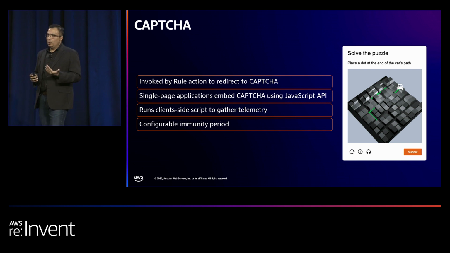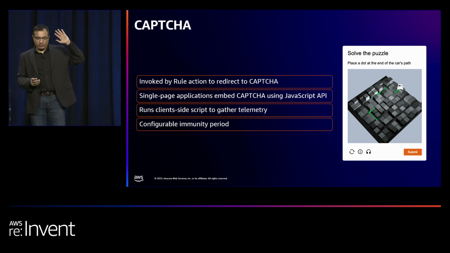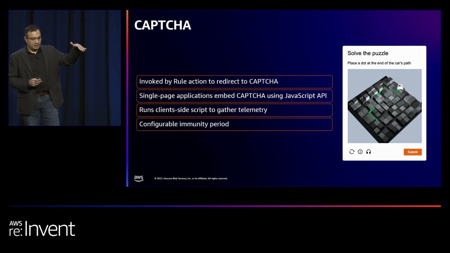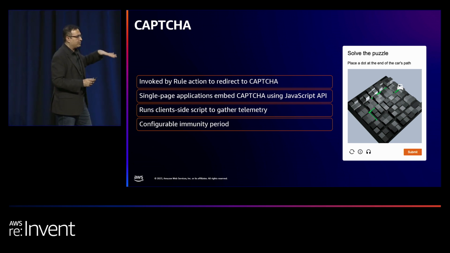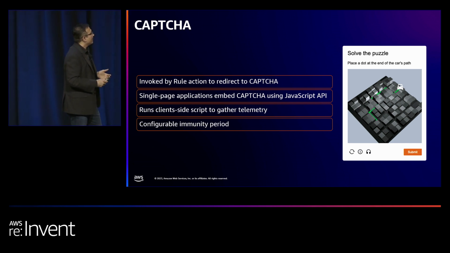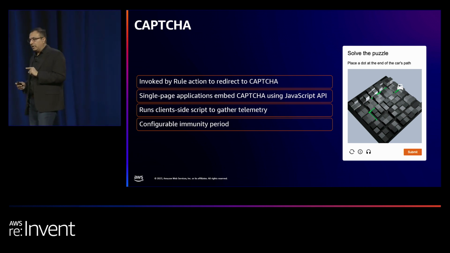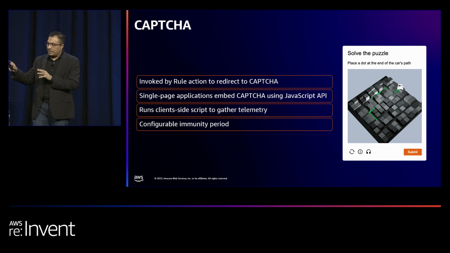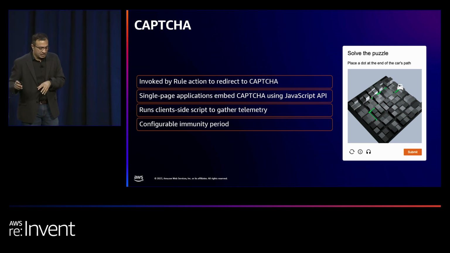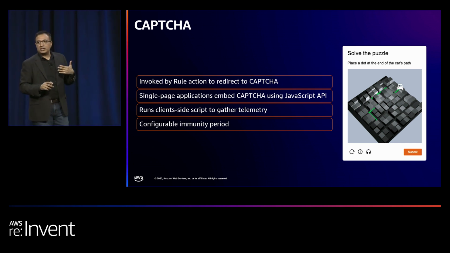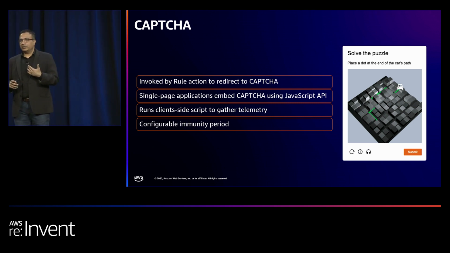CAPTCHA can be invoked by a rule action. So you saw the rules and the rule actions drop down in which CAPTCHA was one of the options. If you take any rule and set CAPTCHA as an option, it will invoke a CAPTCHA redirect. Single-page applications can use our JavaScript API to embed the CAPTCHA. CAPTCHA also runs the proof of work and the client-side telemetry collection. So everything that is happening behind the scenes with the silent challenge is also happening with AWS WAF CAPTCHA. And you can configure how long a token acquired by running a CAPTCHA can be valid.